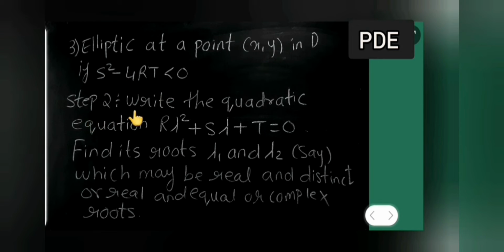So step number 2 is what? First I taught you the idea of how to identify whether it is parabolic, hyperbolic or elliptic. Then the next step is to write the quadratic equation rλ² + sλ + t = 0. You will have to find its roots λ1 and λ2, which may be real and distinct, real and equal, or complex roots.